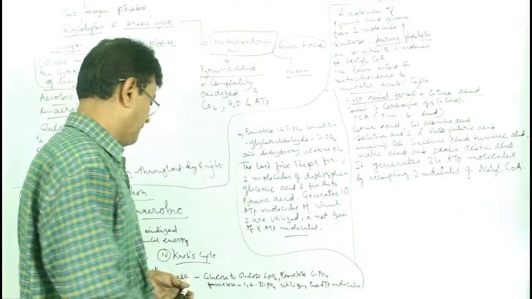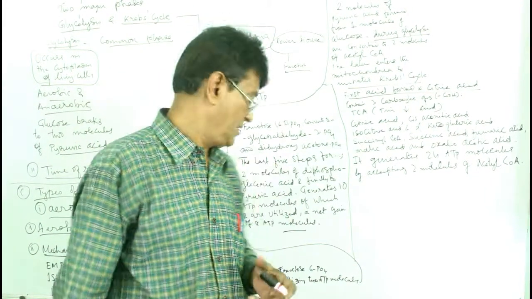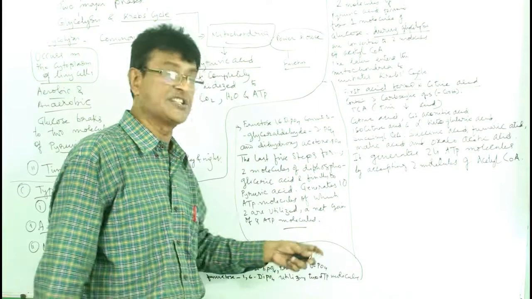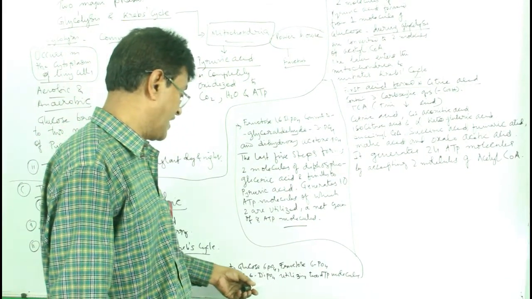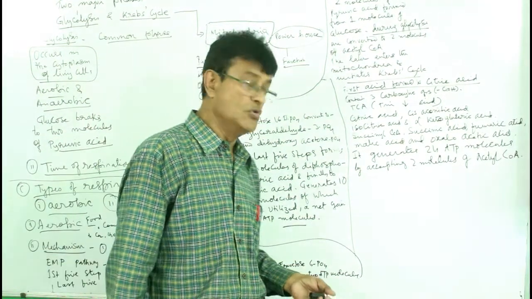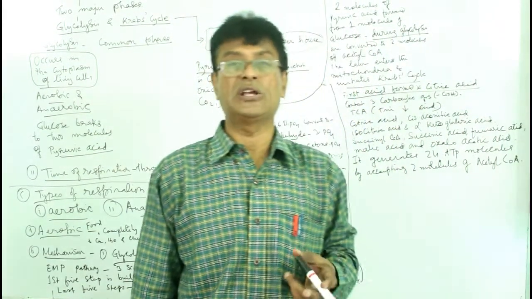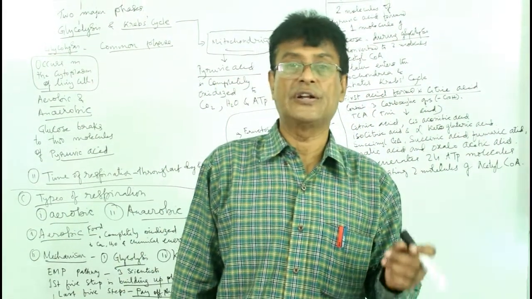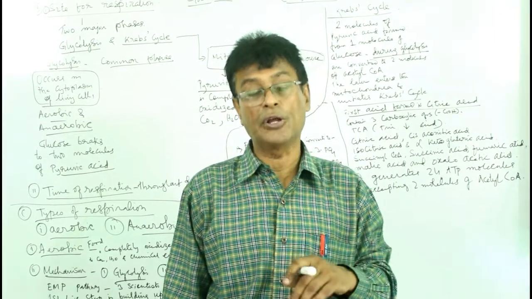In the building up phase, glucose goes to glucose 6-phosphate, then to fructose 6-phosphate, and then to fructose 1,6-diphosphate, and that utilizes 2 ATP molecules. You know ATP molecules are the energy molecules, known as adenosine triphosphate molecules.